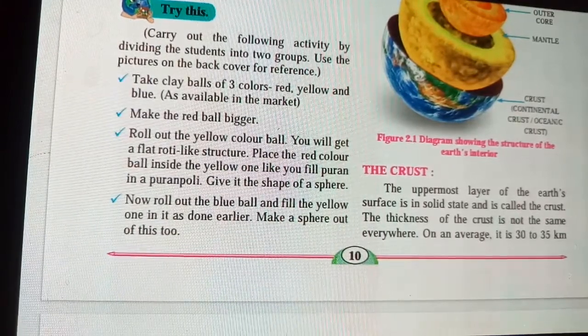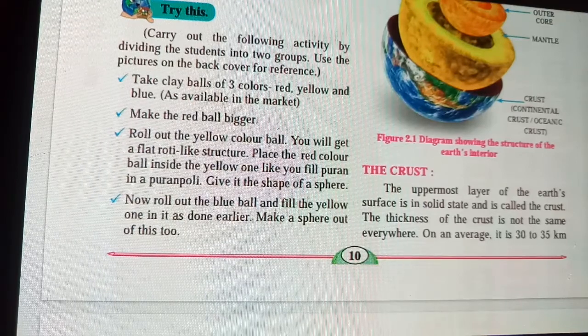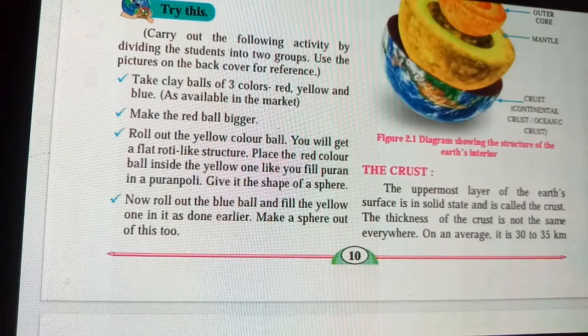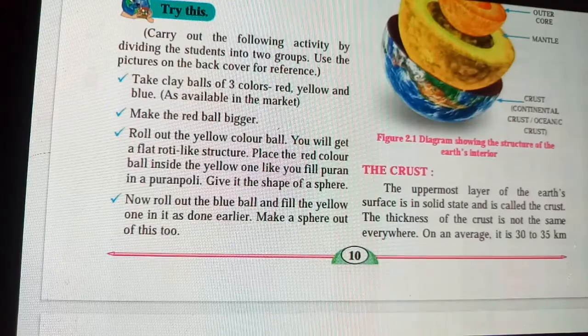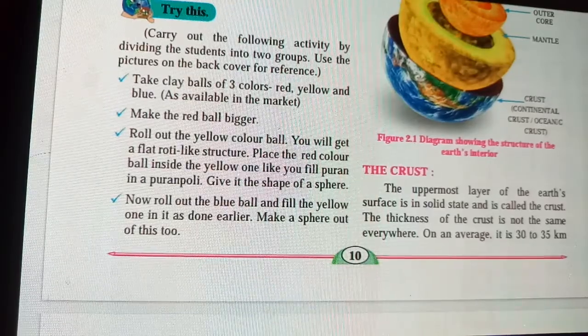The uppermost layer of the earth's crust is in a solid state. It is hard, actually a solid state, and is called the crust. The thickness of the crust is not the same everywhere. On an average it is 30 to 35 kilometers thick.